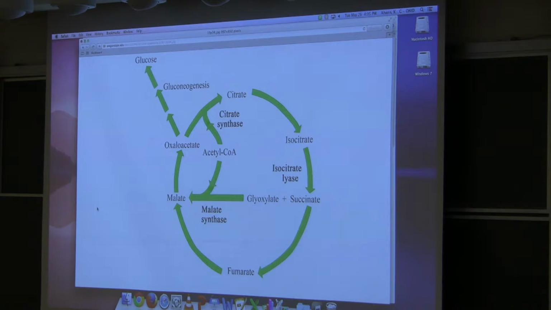Yes? So it's making 2 oxaloacetates. We've put 4 carbons in the form of 2 acetyl-CoAs, and we haven't lost any. So we end up with an extra oxaloacetate.